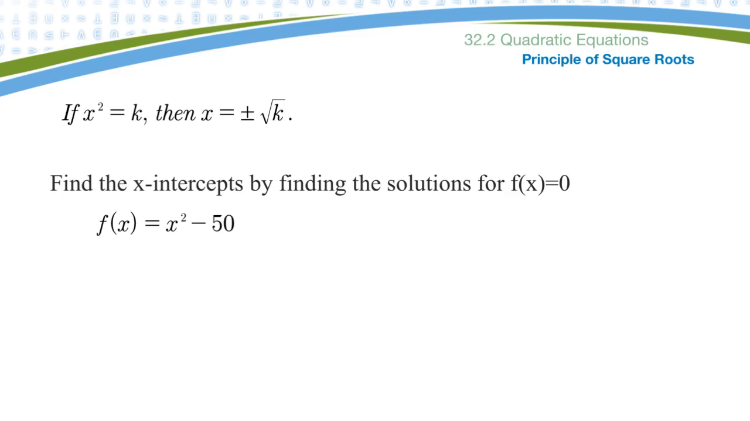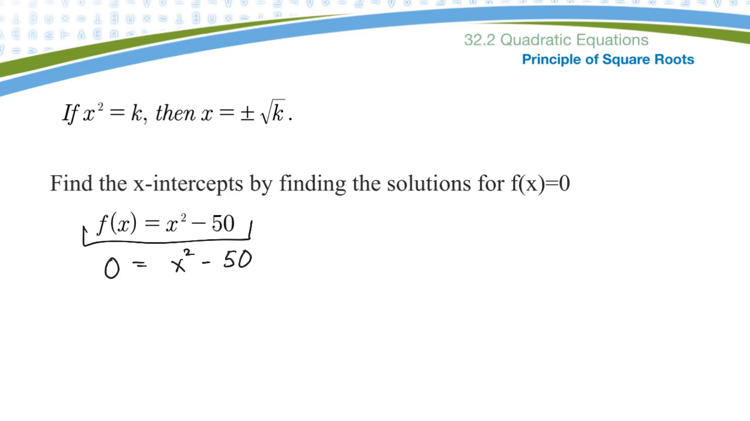To use the principle of square roots, what you need to have is the square of something on one side and just a plain number on the other side. And if you do that, then you can use the principle of square roots. So let's find the x-intercepts of this function. We do that by setting f of x equal to 0.